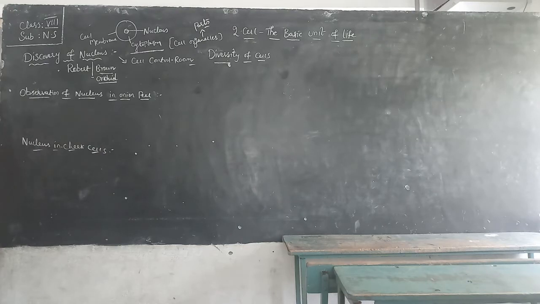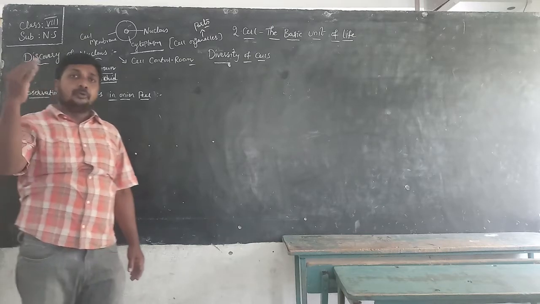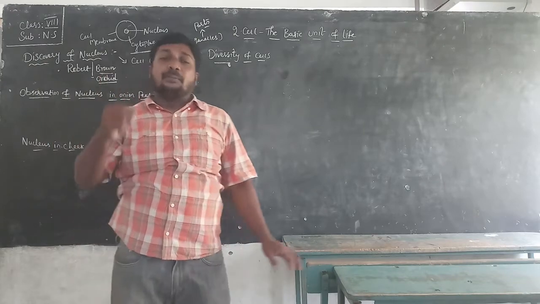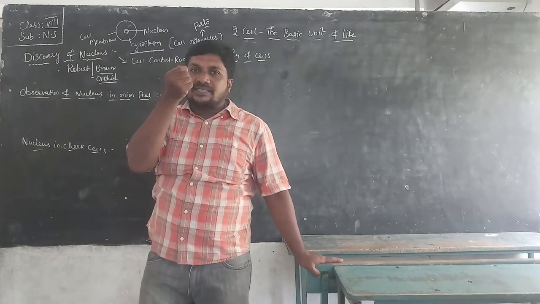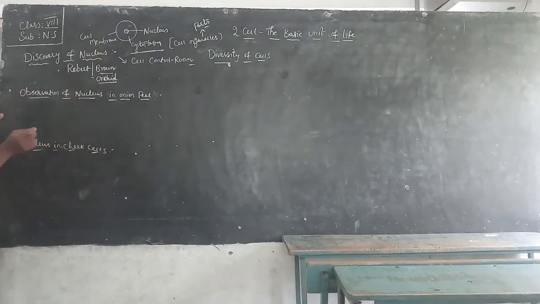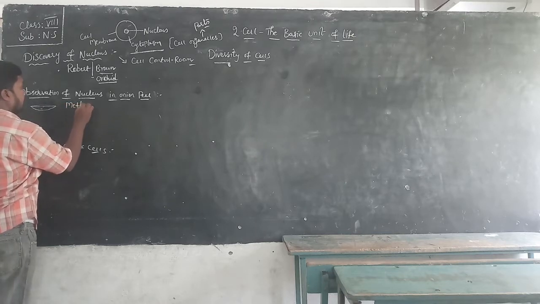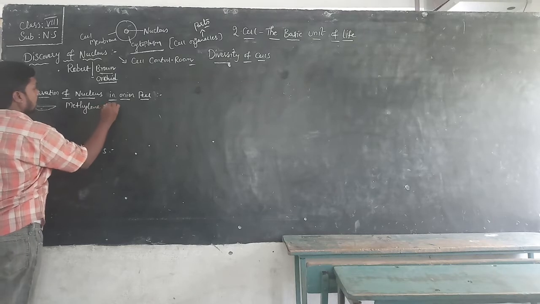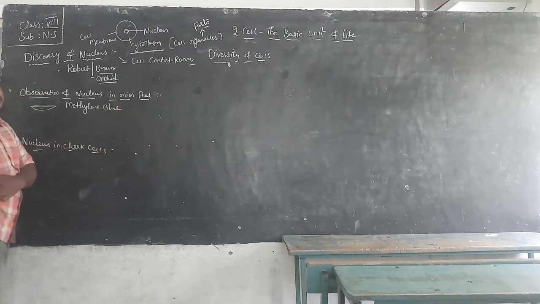Now, observation of the nucleus in onion peel. For this, you have to take an onion and cut it into pieces. After cutting, in between each piece, we can find a thin layer. Take out the layer in a watch glass. A watch glass looks like this, for some methylene blue. Methylene blue is a chemical which is available in chemistry labs.